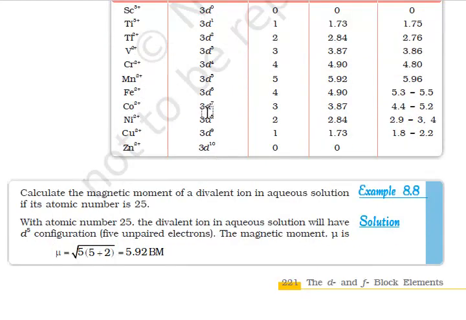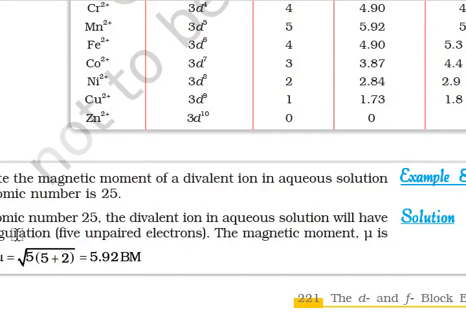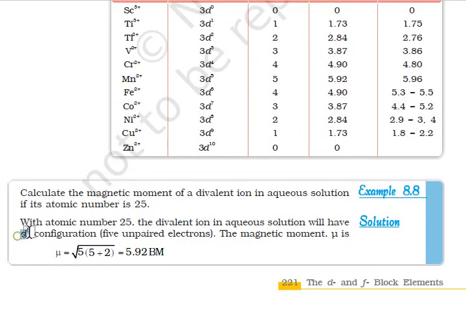So here a question is asked: calculate the magnetic moment of a divalent ion in aqueous solution if its atomic number is 25. Atomic number is given here as 25. So the electronic configuration will be of the form d5. How many electrons will be present there? d5 electrons will be present there.